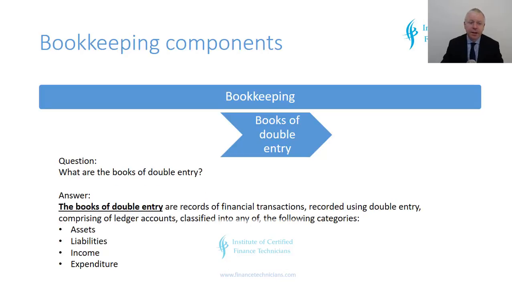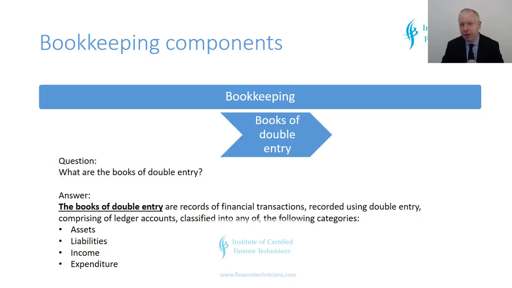So what are they? The books of double entry are records of financial transactions recorded using double entry, comprising ledger accounts, classified into any of the following categories: assets, liabilities, income, and expenditure. And again, we're just at the preliminary stage where we're trying to contextualize bookkeeping. We won't be going into all the detail just yet as to how the records are produced and what they look like. But suffice to know that the books of double entry means that every single financial transaction is recorded twice, once as a debit, once as a credit, that's the process.